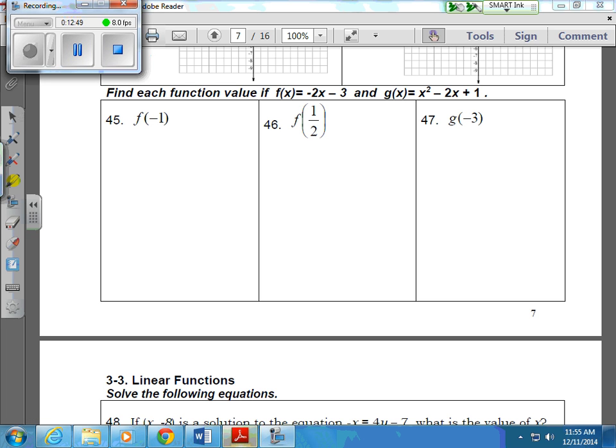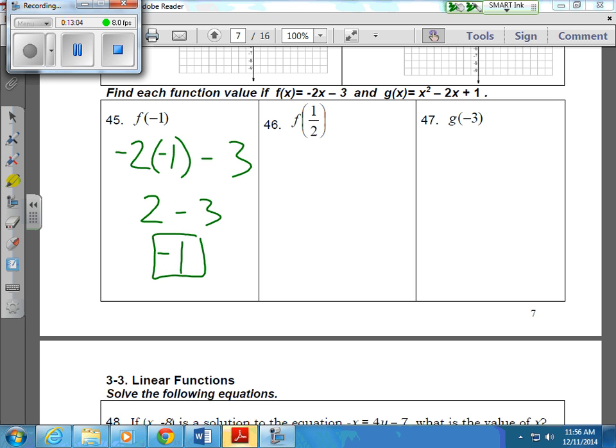All right, f of -1 means we're going to put -1 in the place of x in the f function. So that becomes +2 minus 3, which is -1. So f of -1 is -1. F of a half, -2, put a half in for x, minus 3, would be -1 minus 3 would be -4.